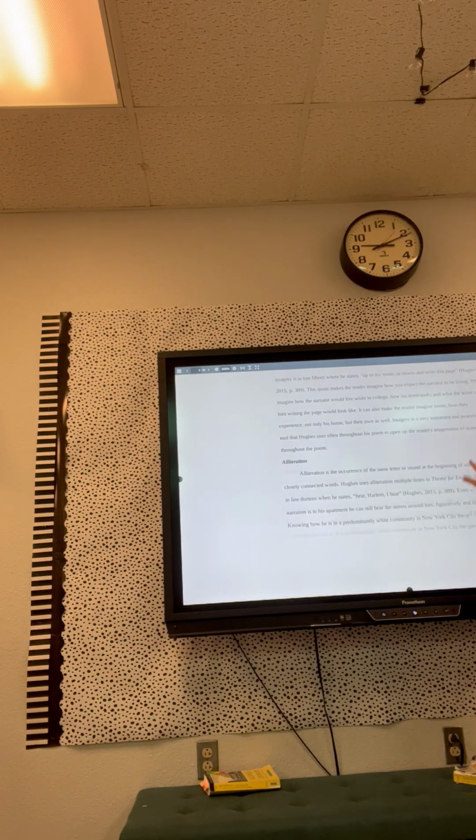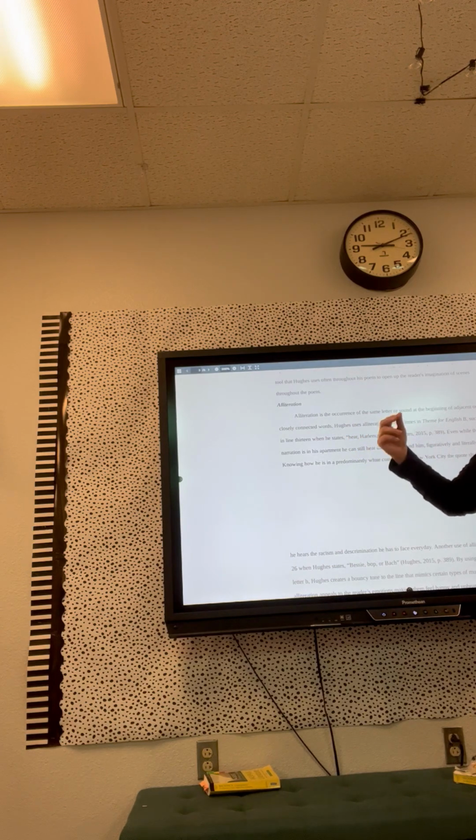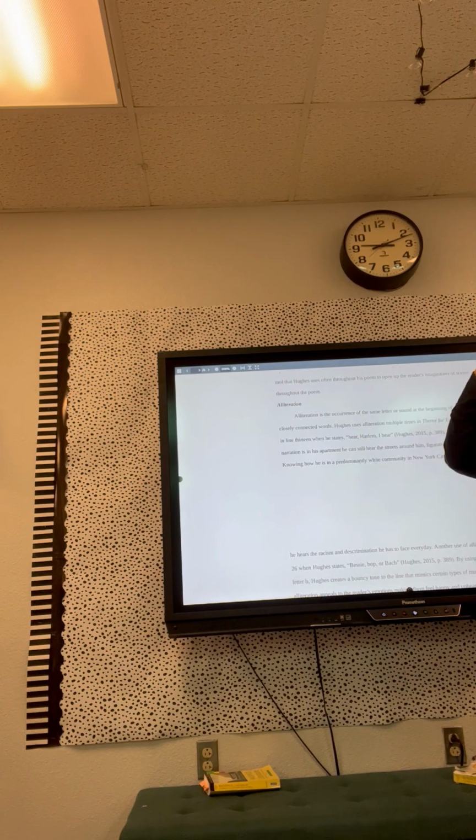Okay, then we move on. She looks at alliteration. What is alliteration? She identifies what alliteration is. Then she gives a piece of it, and look how she does this. She embeds her quote in a sentence. She doesn't just quote it. She says, Hughes uses alliteration multiple times in Theme for English B, such as in line 13 when he states, so do you see how she embeds that quote in that sentence? That's really cool. Whenever you get to that point, you can do that. That's really advanced writing.